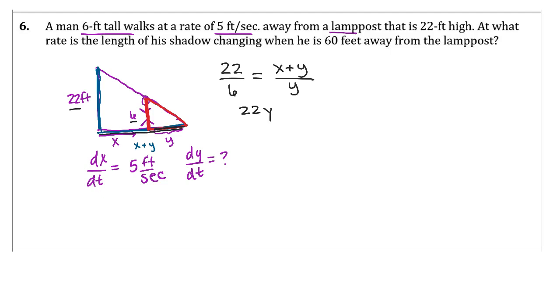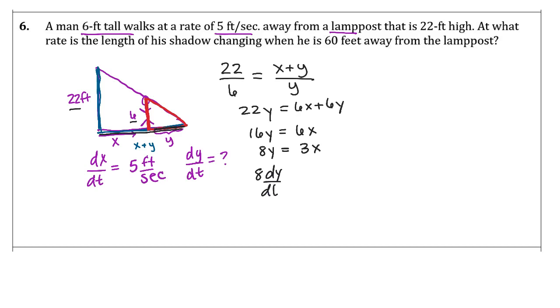So I have 22y equals 6x plus 6y. I'm going to subtract the 6y over, so I have 16y equals 6x. I'm going to reduce by 2 just so that these numbers are a little bit smaller to work with. And now let's take the derivative of both sides.